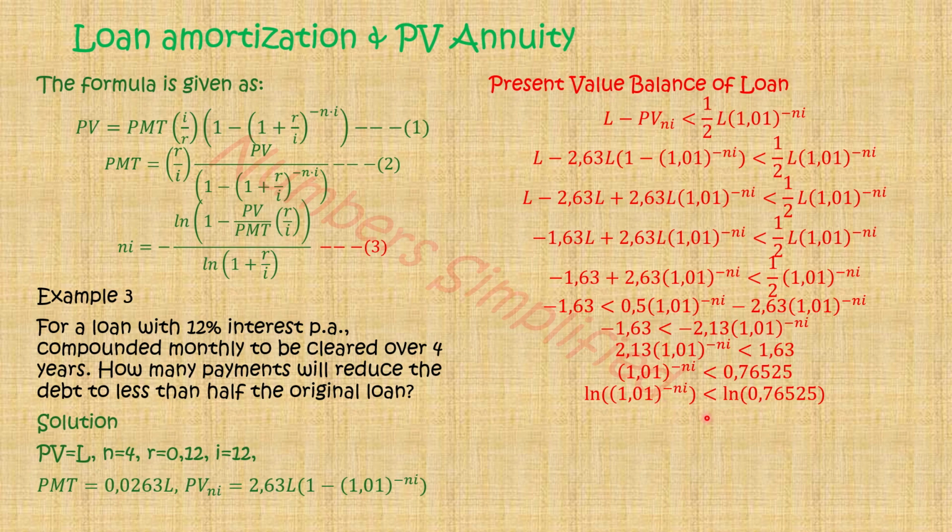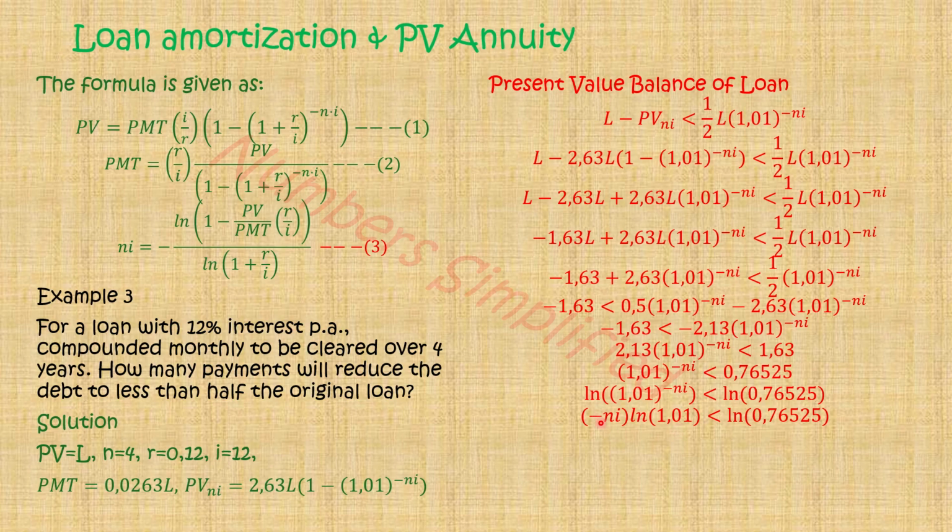And of course, recalling from the properties and the laws of natural logarithms, we know that we can actually express that as minus ni multiplying the natural log of 1.01 is less than the natural log of 0.76525. Now we have our NI, so we can divide both sides by the natural log of 1.01.